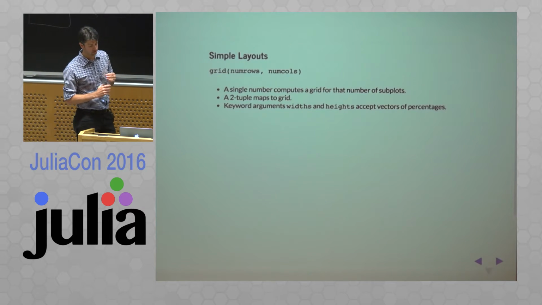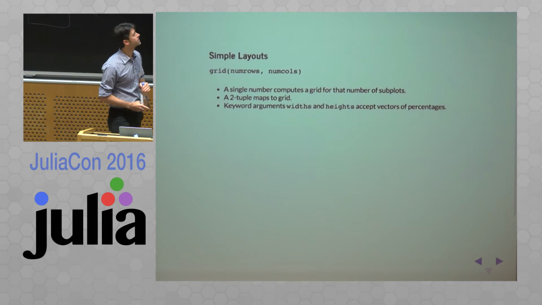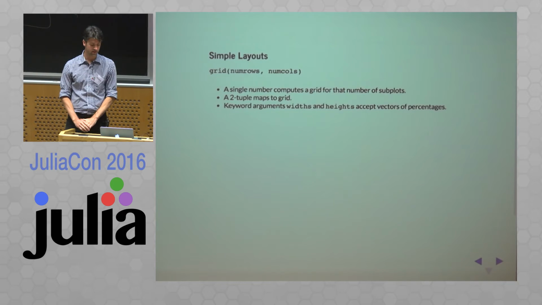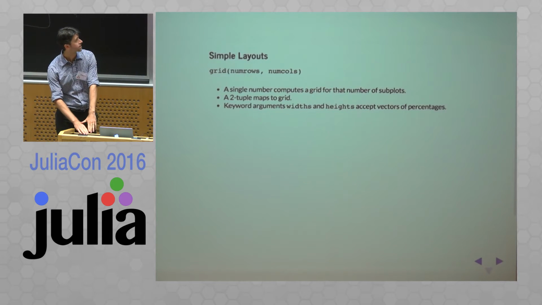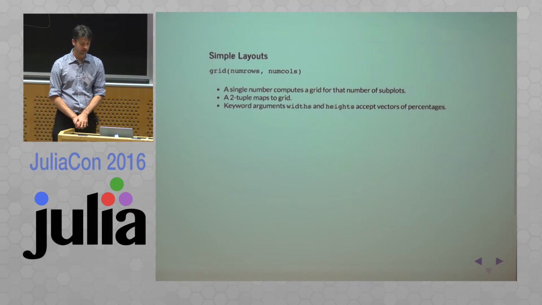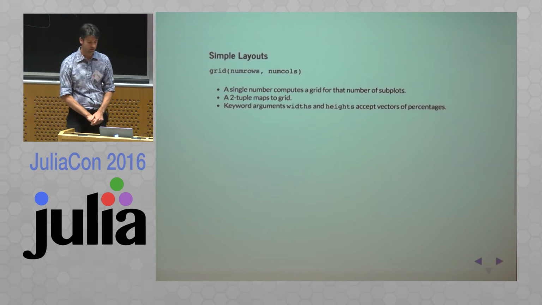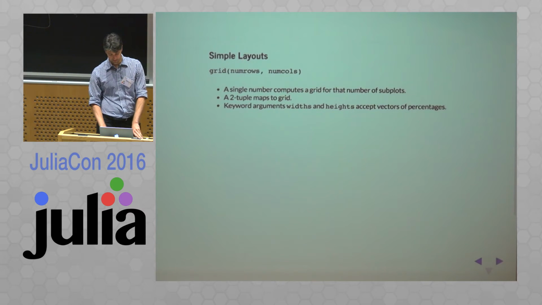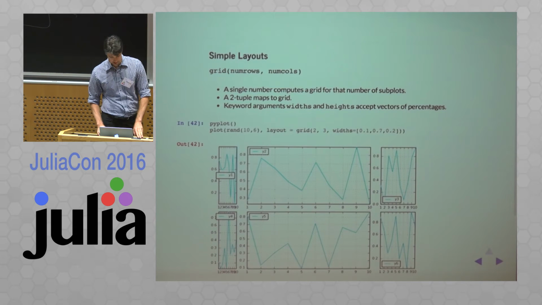The simplest layouts are grid layouts, and you've already seen a few examples of those. You can create one with the grid function, which really just calls through to the constructor of a grid layout. It takes a number of rows and a number of columns, and you also have optional parameters to pass in widths and heights of the grid. And here's an example of that.